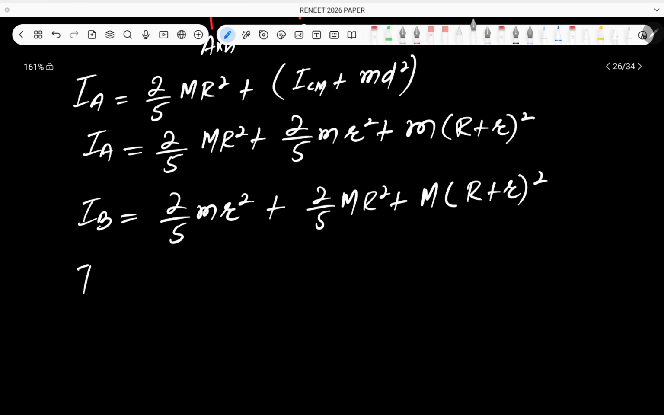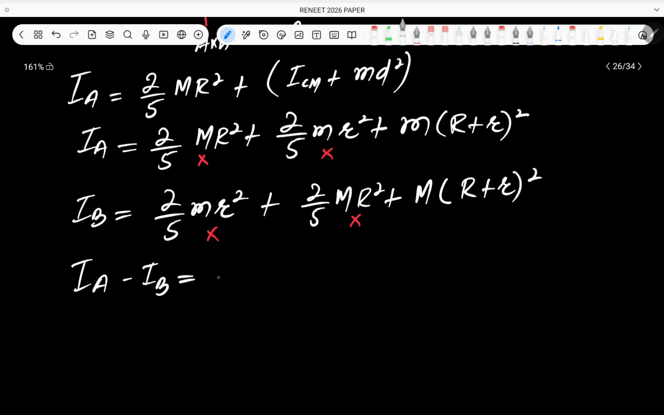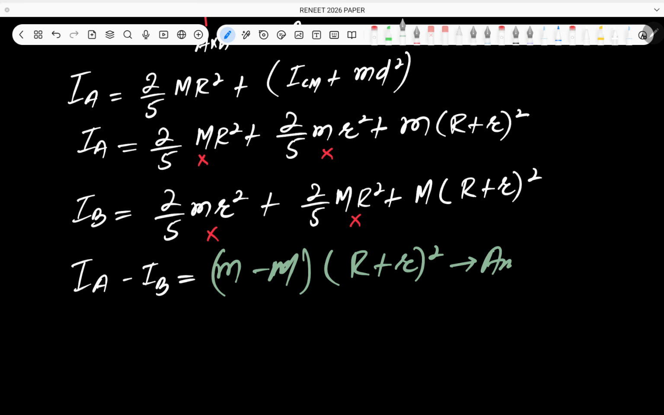Now the question is to calculate IA minus IB. When we calculate IA minus IB, see, this and this will cancel, this and this will cancel, so we are left with this. It is simply small m minus capital M into this common term, capital R plus small r whole square. This is the answer to this question.